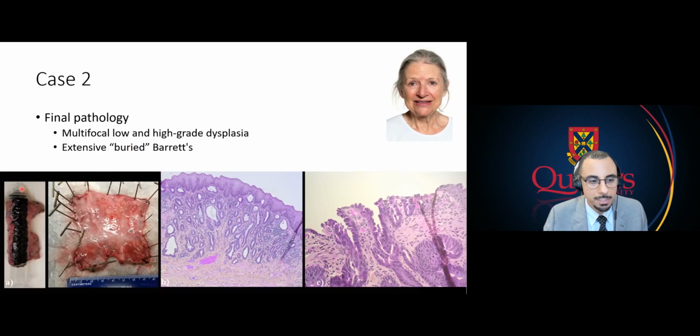So here's the specimen here, kind of a tube of tissue that we put over a syringe. Then we cut it open and we pin it down for the pathologist. And here is buried Barrett's. So overlying is squamous mucosa, but underneath it, you can see this Barrett's. This is quite problematic because if they develop carcinoma in this, it can be very difficult to detect, and they may present quite late, even though they have surveillance regularly. And this is high-grade dysplasia here.